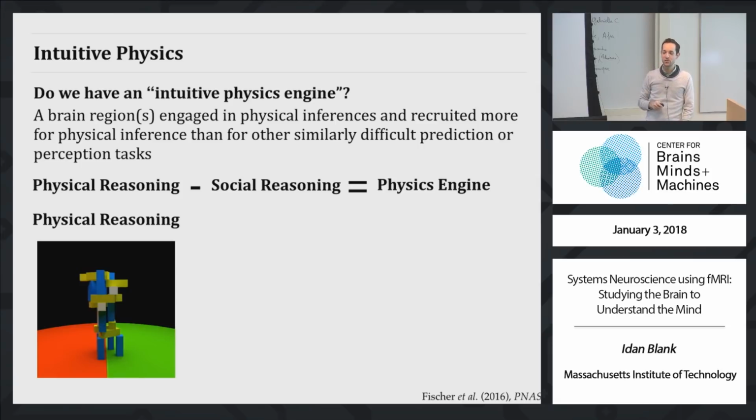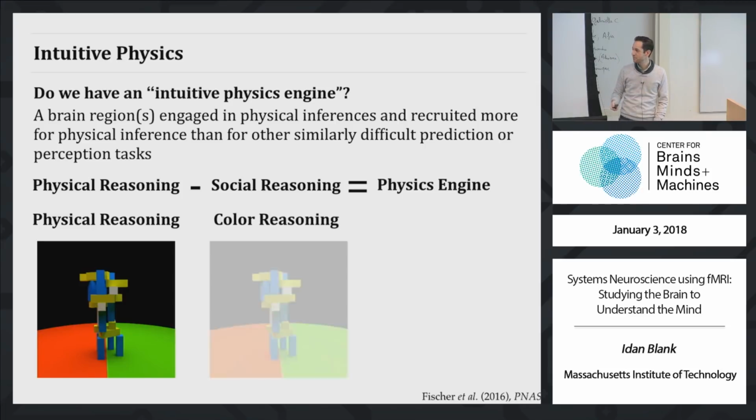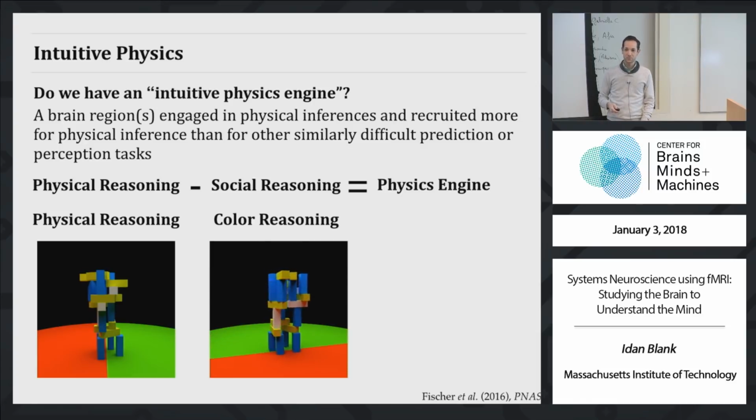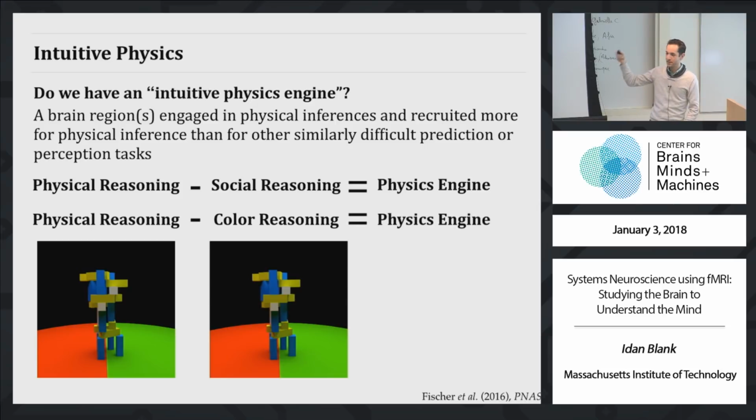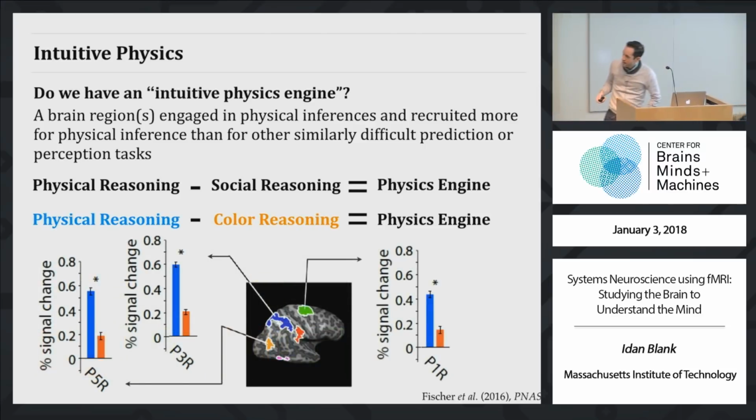You need to tell whether there's more yellow or more blue. And these are tiles where there are many more blocks than you can count. So it's color reasoning. So it's exactly the same stimulus, but in some cases you make a physics judgment, and in some cases you make a color judgment. And hopefully, he thought, when we subtract them, we'll get not just the physics engine, but we'll start getting the physics engine. And so he did this.